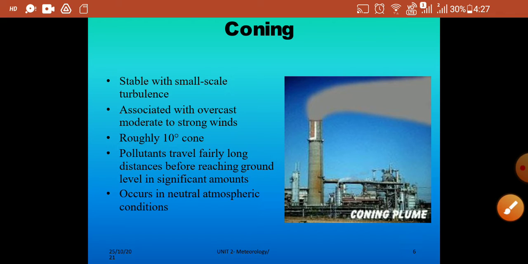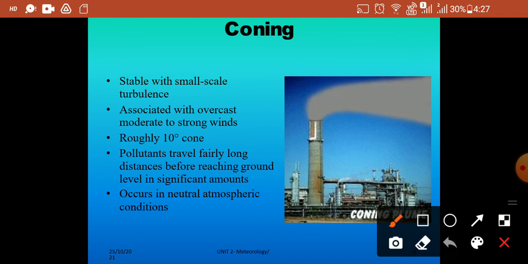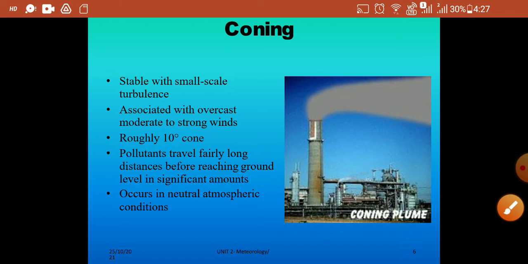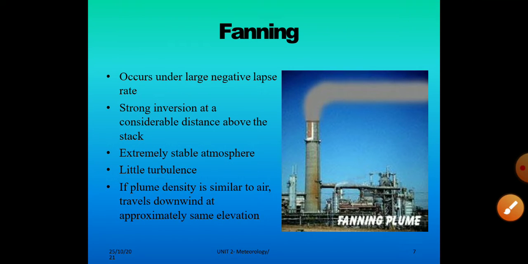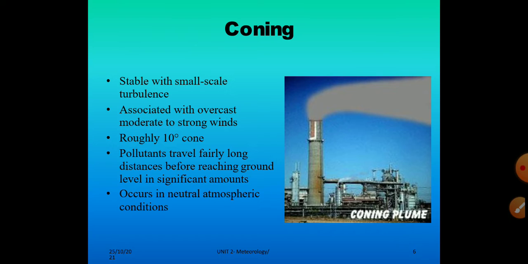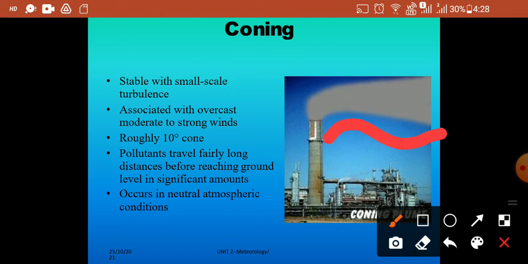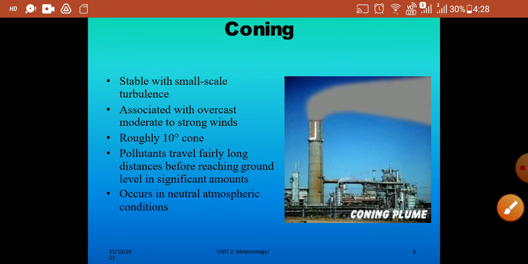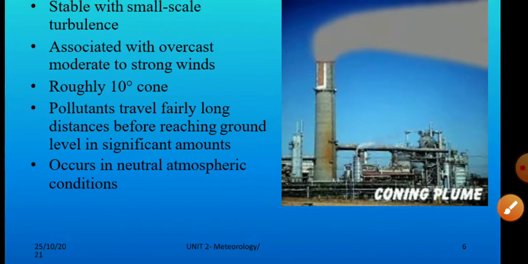The fourth point is that pollutants travel a fairly long distance before reaching the ground. It must be traveling a long distance because in this picture the distance from the ground level is somewhat high, so it takes a longer distance before reaching ground level in significant amounts. The last point is that it occurs in neutral atmospheric conditions, and that is called the coning effect.